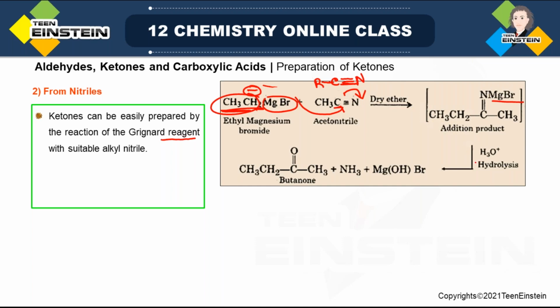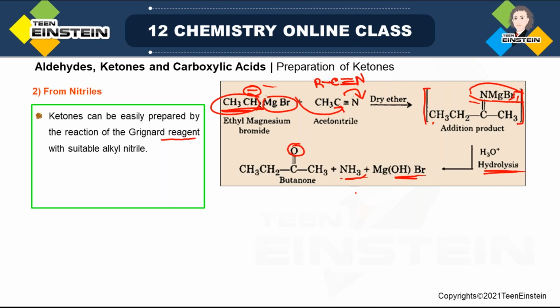This is the addition product, but this is not obviously the final product. It is written within third bracket. That means it is not final product. It will be generated, but finally, when you are doing hydrolysis in presence of acidic condition, this NMgBr is replaced by oxygen, right? Nitrogen is removed in the form of ammonia, and this is the other byproduct, Mg(OH)Br.